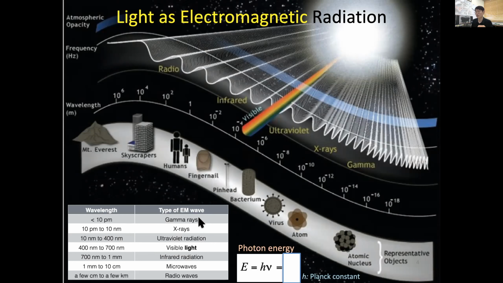Of course, the shorter the wavelength, the higher the energy, because photon energy is proportional to the frequency of the light, or hc over lambda, where c is the speed of light, so it's inversely proportional. The shorter the wavelength, the higher the energy. So for shorter wavelengths, you can see the wavelength compared to a bacterium about 1 micron, a virus about 0.1 micron or 100 nanometer range, and an atom in the angstrom range and even smaller. And that's what we are dealing with, the X-rays and gamma rays.